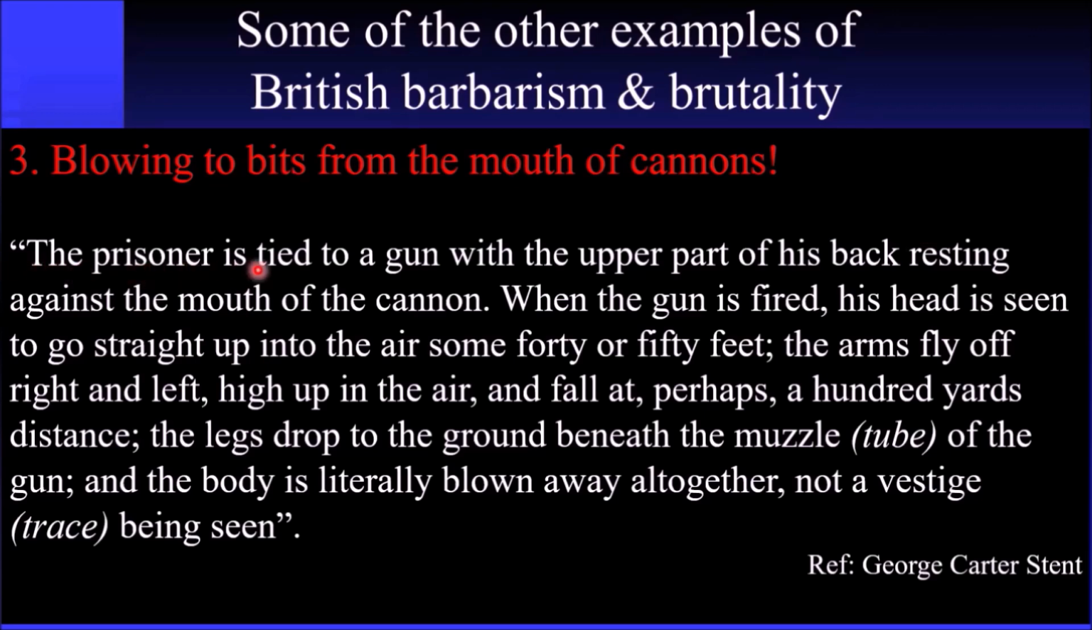That is, the prisoner is tied to a gun or a cannon with the upper part of his back resting against the mouth of the cannon. When the gun is fired, his head is seen to go straight up into the air some 40 or 50 feet. The arms fly off right and left, high up in the air, and fall at perhaps 100 yards distance. The legs drop to the ground beneath the muzzle, that is the tube of the cannon or the gun, and the body is literally blown away altogether, not even a vestige or a trace being seen. And this is an affirmation of the historian George Carter's tent.